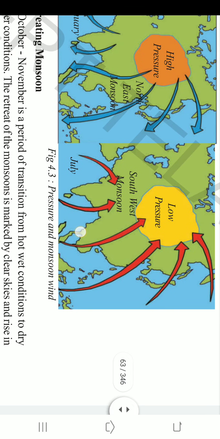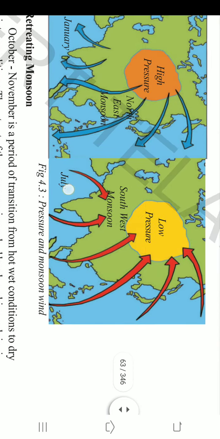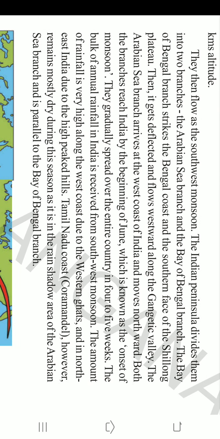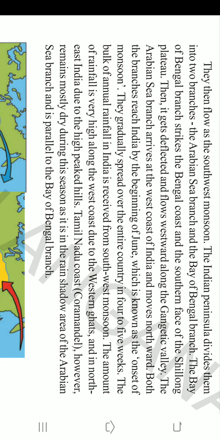One is the Bay of Bengal branch, another is the Arabian branch. When they reach North India, they are caught by the low pressure belt which prevails in North India. Understand? And such winds will bring the rainfall. Understand? And that is called the advancing monsoon. So here we see that the sudden onset of monsoon starts. Understand? And it covers the entire India within 4 to 5 weeks.